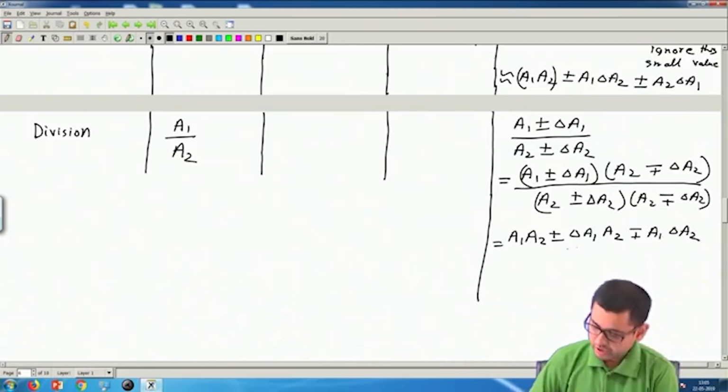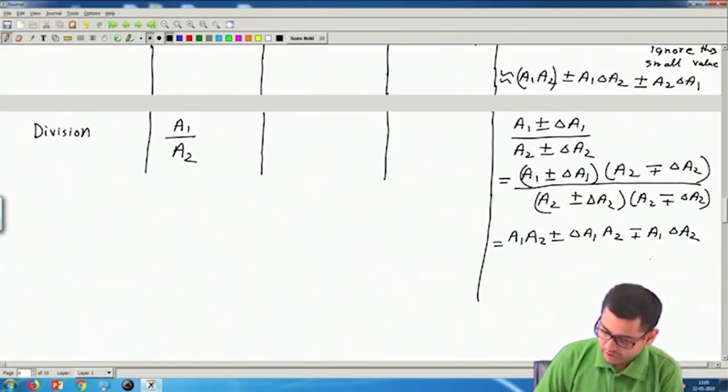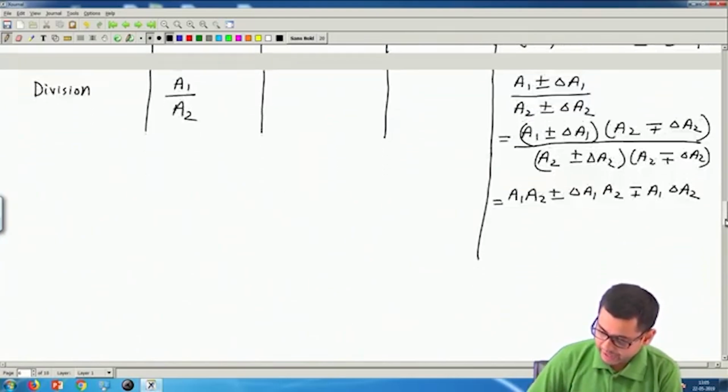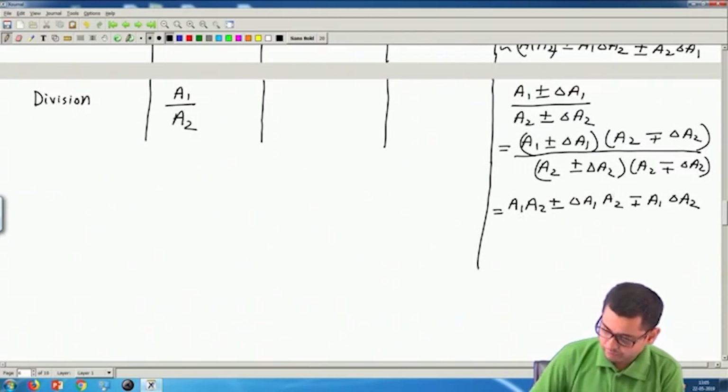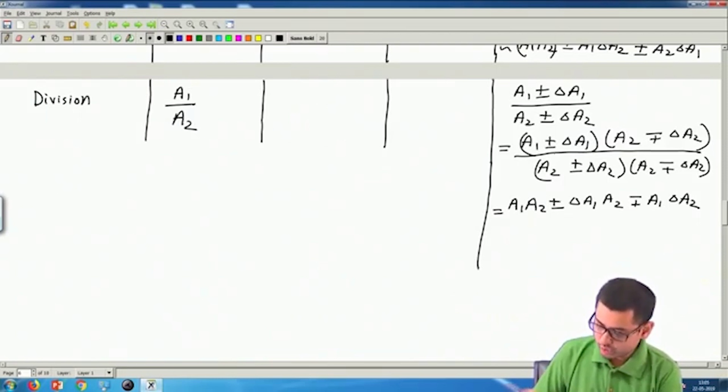Okay, so I request that you complete this yourself. You should not watch my derivation, you should complete it yourself. Once again the relative error will be the sum of these two individual relative errors. Do it yourself, or I'll also do it here.